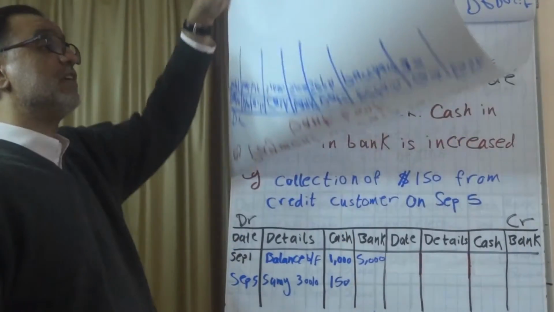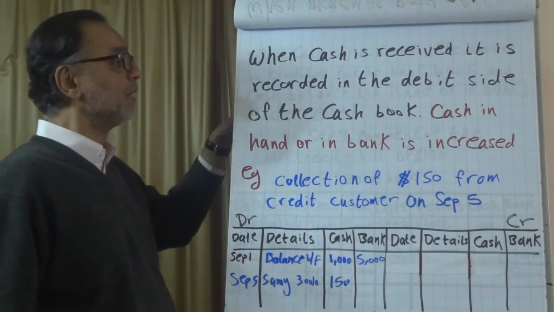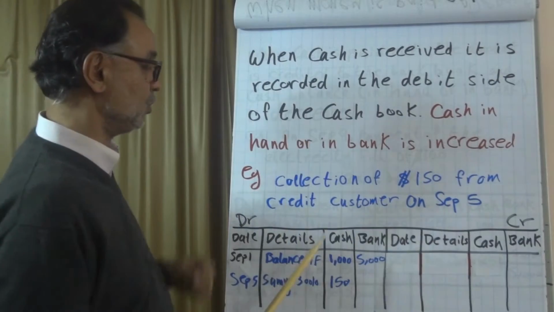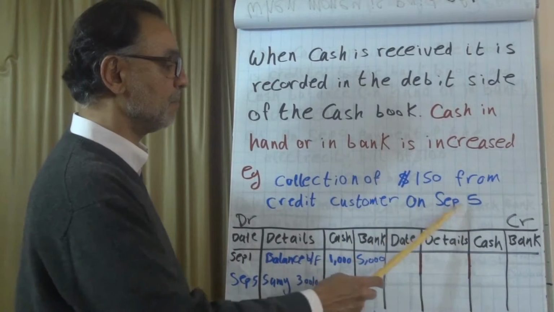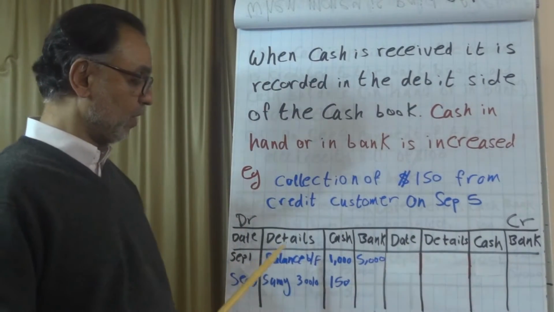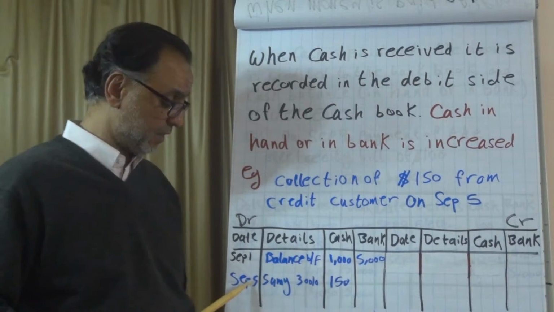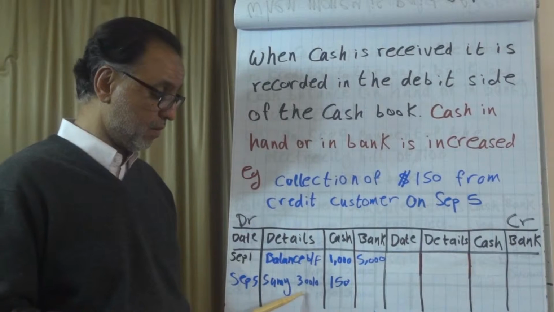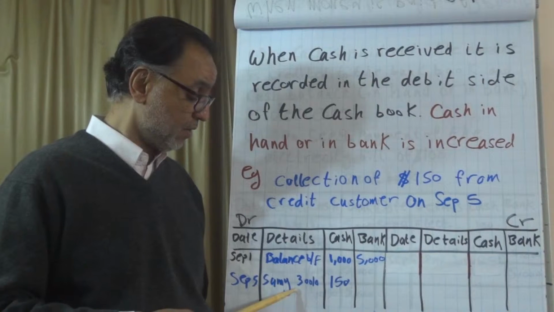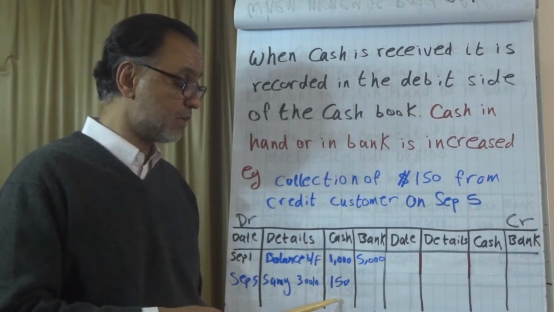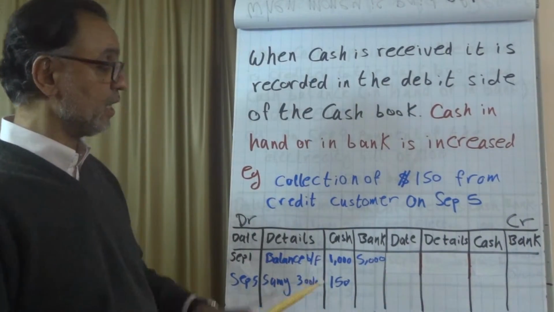The opposite: if we receive money, the cash, either in hand or in the current bank, will be increased. So let's have an example. Collection of $150 from a credit customer on September 5th. We assume that we have a balance brought forward of $1,000 in cash and $5,000 in bank. And we received from SAMI, whose trade receivable account is $30,010, $150 in cash. So we increased our cash.